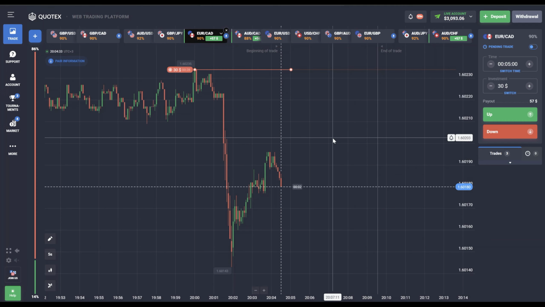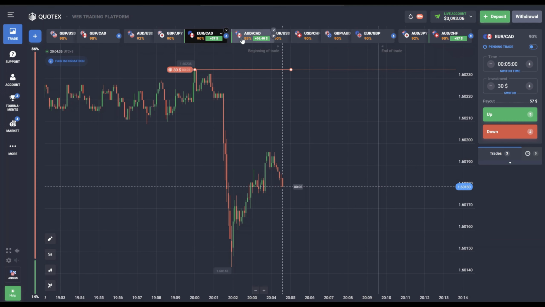Euro Canadian will close in profit. Half a minute left here. And the other trades seem to look like they'll close in profit too. I'll speed up the video for you and come back when the trades start closing. The trade closes in profit, 2 trades left. Aussie Canadian and Aussie dollar Swiss franc. Aussie Canadian is in profit, Aussie dollar Swiss franc will also close in profit in 40 seconds.